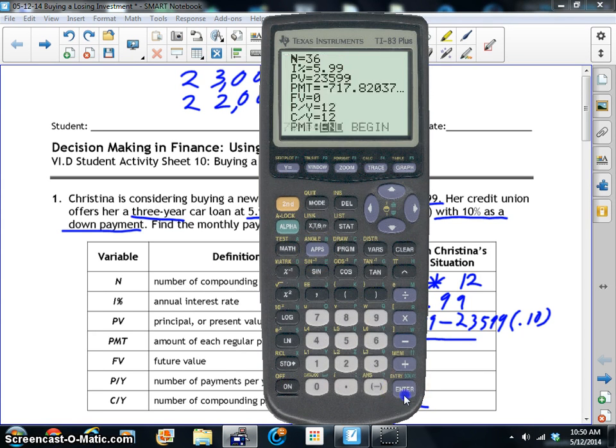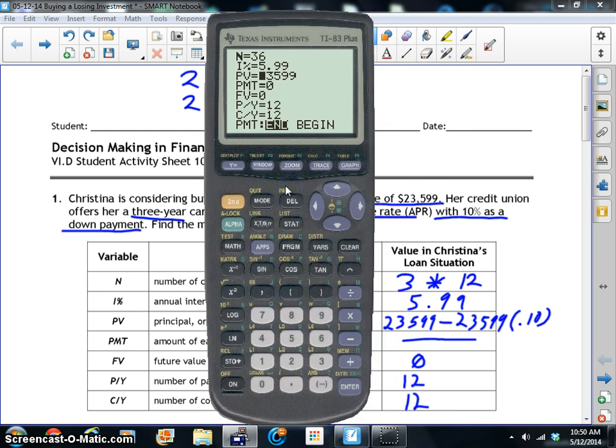So let's find out this information really quick. Finance. I have most of my information right here: 3 times 12, 5.99. This one is not proper, so we're going to change that to 23,599. Well, why did I put 26? It's 23,599 minus 23,599 times 0.10. And that gives me the amount, because we paid off that down payment. That amount is gone.